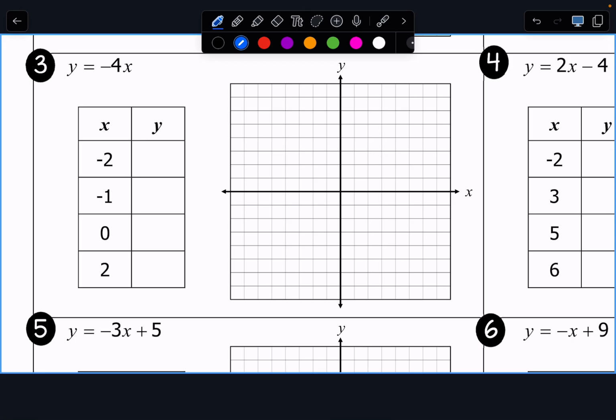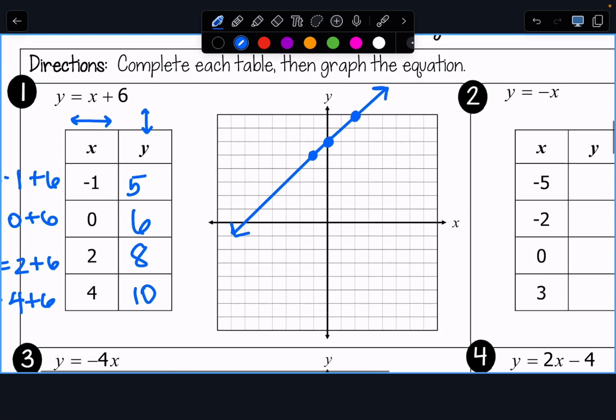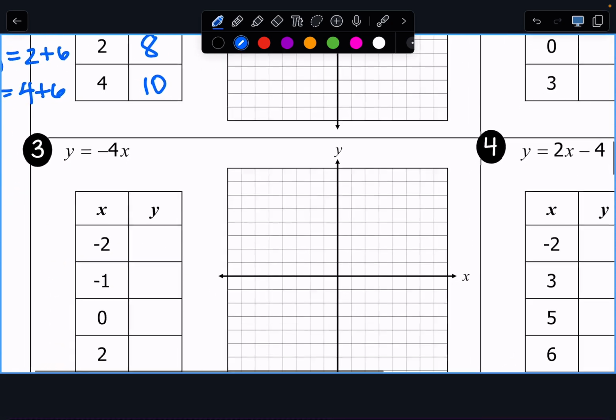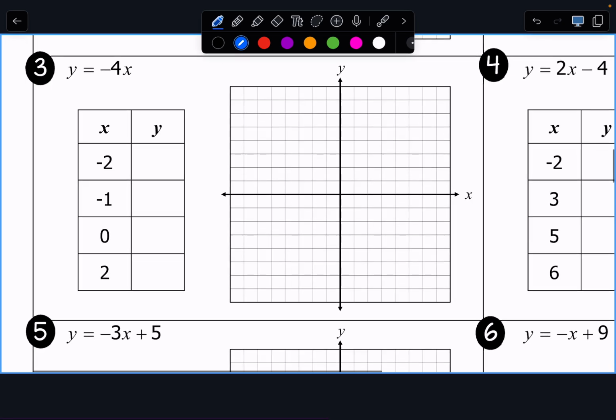All right, now let's look at number 3. What is in between the -4 and the x? Multiplication. Notice how this was x plus 6. This is -4 times x, okay? So with all of our x's, we are going to multiply by -4. So we have y equals negative 4x. I'm going to erase the x and replace it with a negative 2.